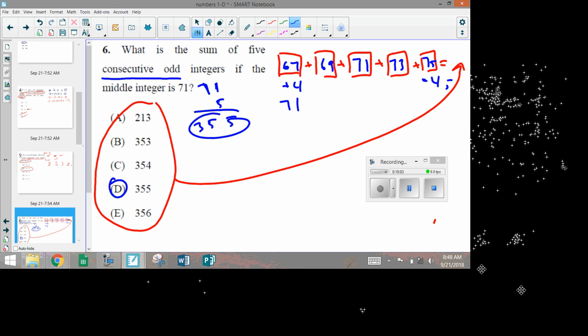Same thing, correct? Add this one, 2, and then subtract this one, 2. It's going to be 71. And this is also 71. How many 71s do we have? 5. Times 5. We got it. Why do you do that? Because this is faster. Why didn't you do that for question 5?